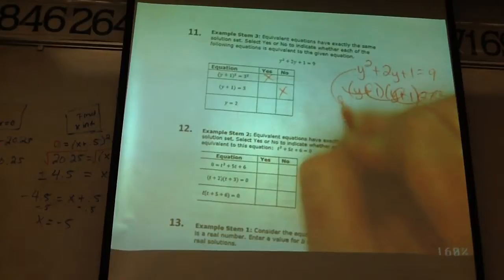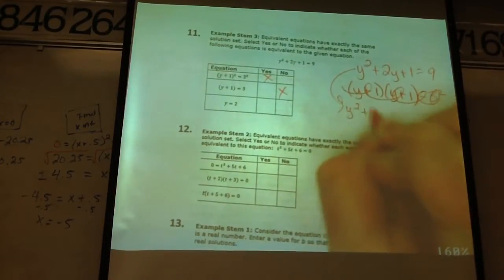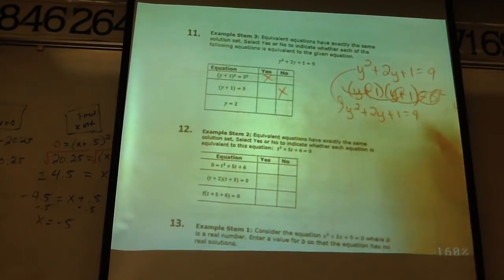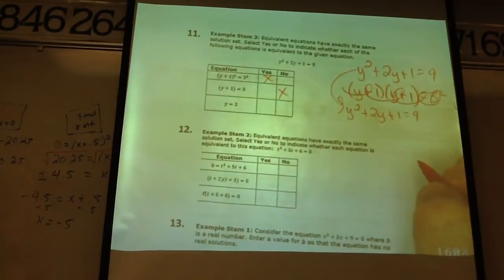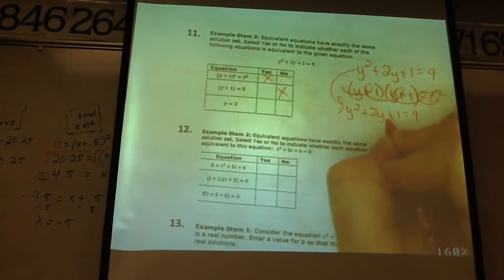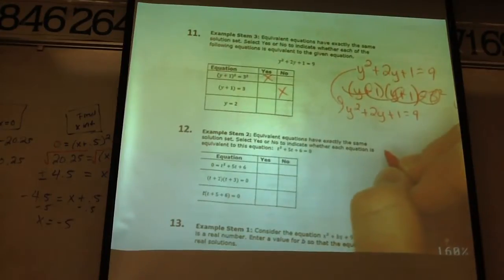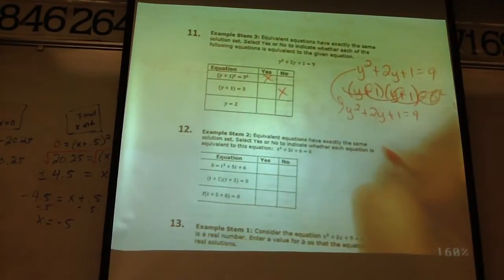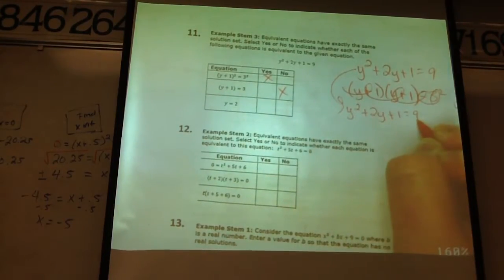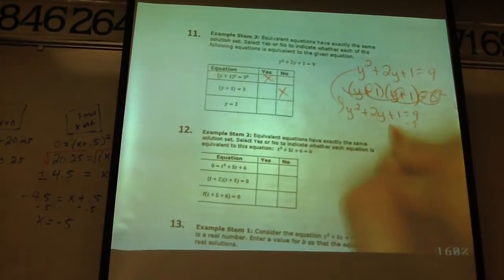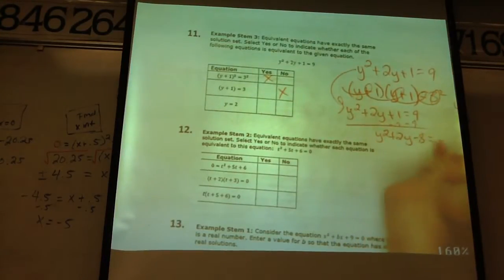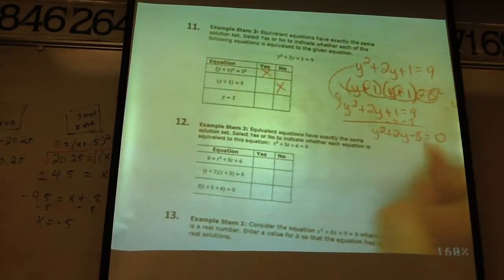If you solve this, how do you solve this for y? You get y by itself. And how do you do that when there's a y squared and a y in the same equation? You factor. But before you factor, you have to have it equal to 0. So you have to subtract 9. It'll be y squared plus 2y minus 8 equals 0. Factoring only works when it's equal to 0.